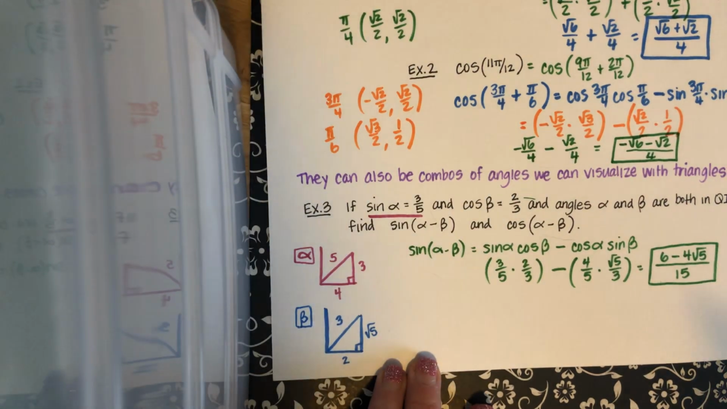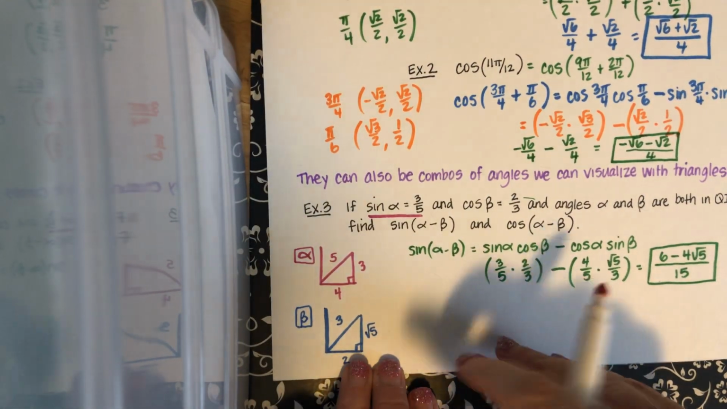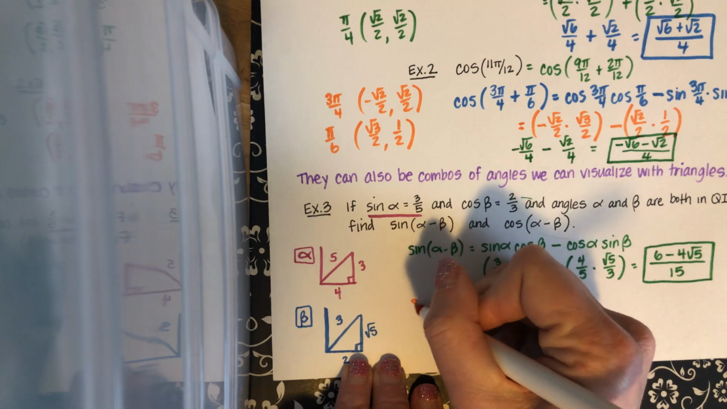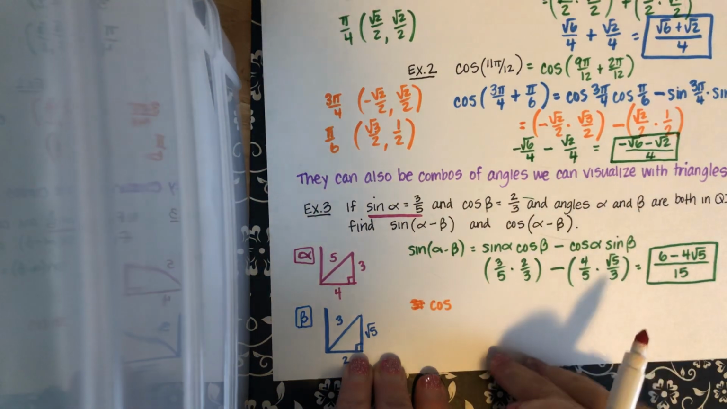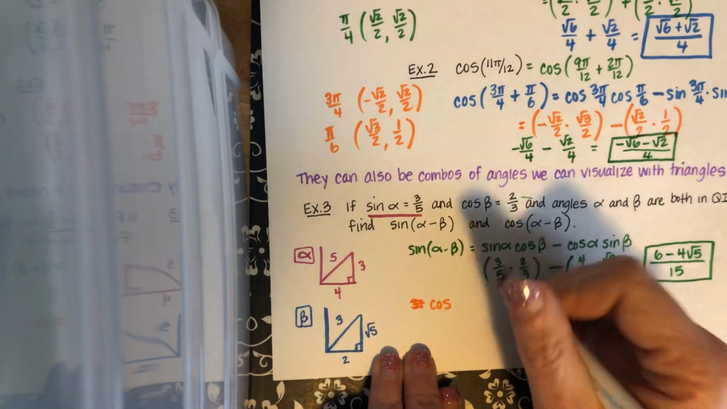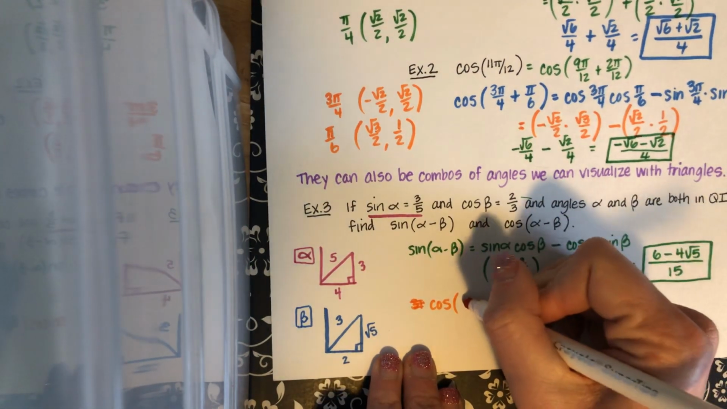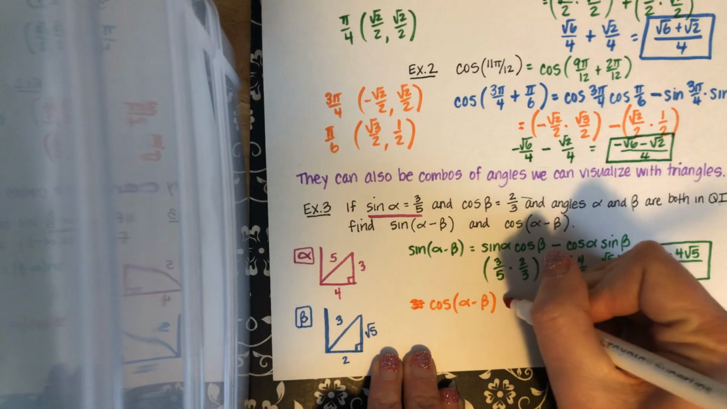I encourage you to pause the video, give it a try on your own, and then you can check it before I jump into it. But let's, oh, I'm sorry, we're not doing sine, we're doing cosine. Dang it. I thought I was going to go mistake-free on this one. Cosine of alpha minus beta.